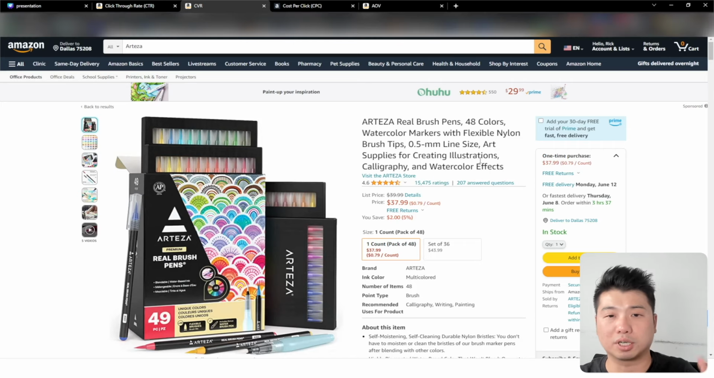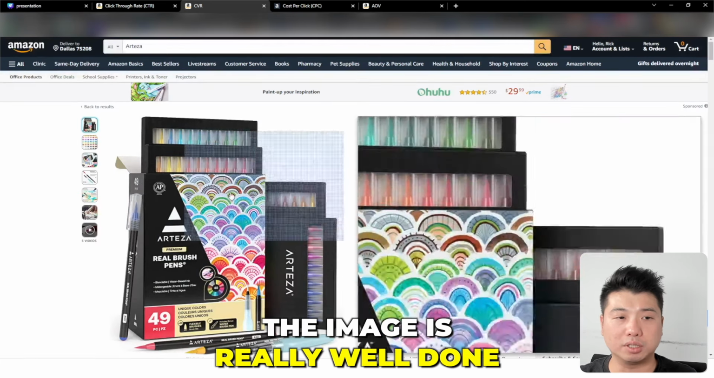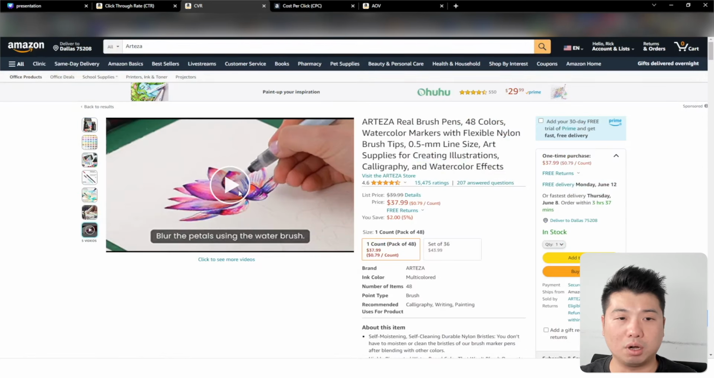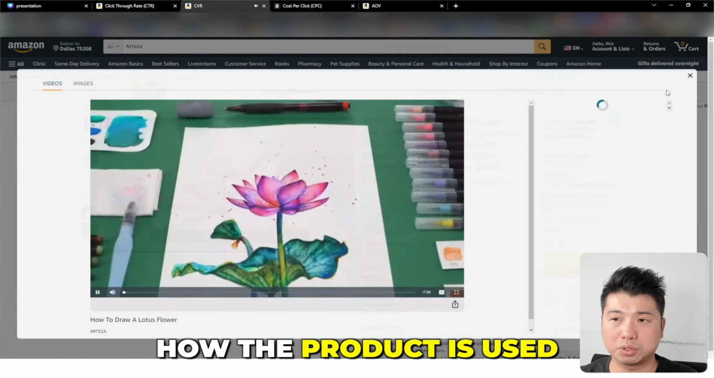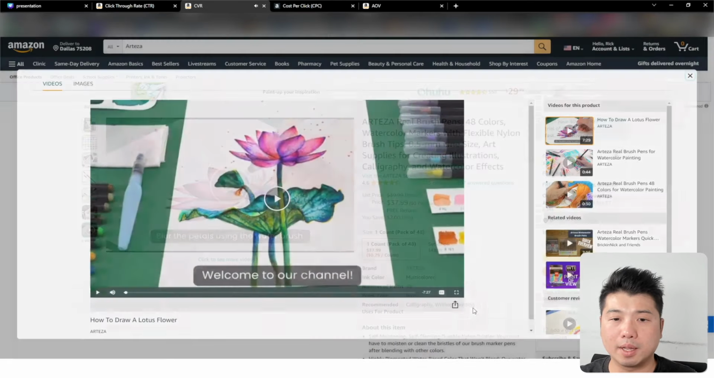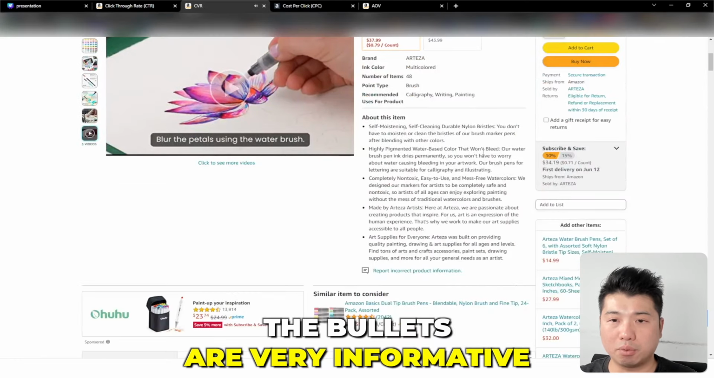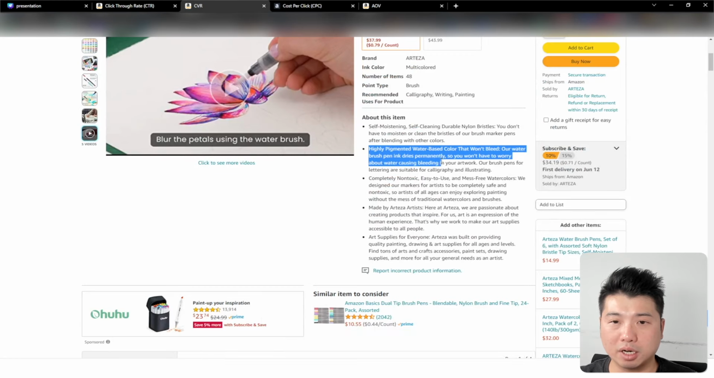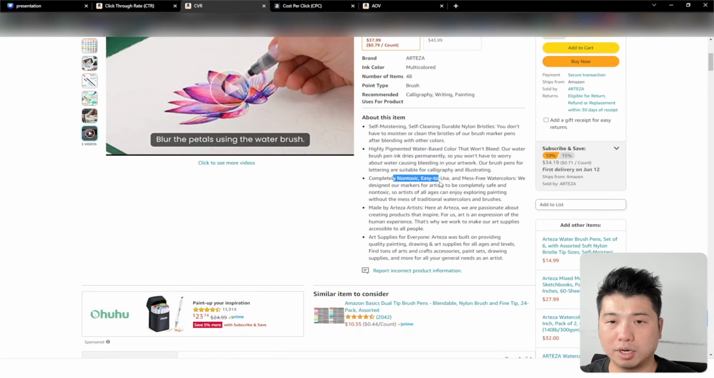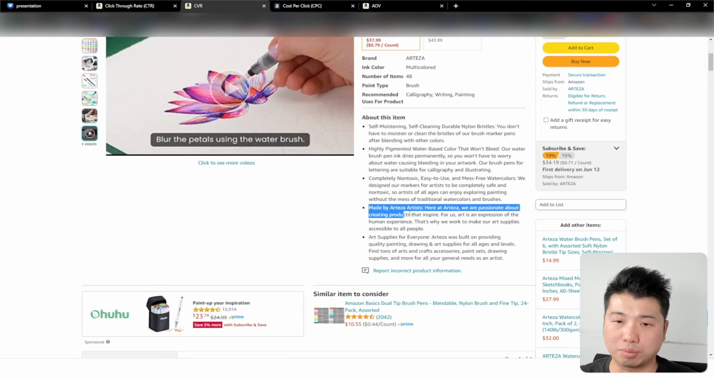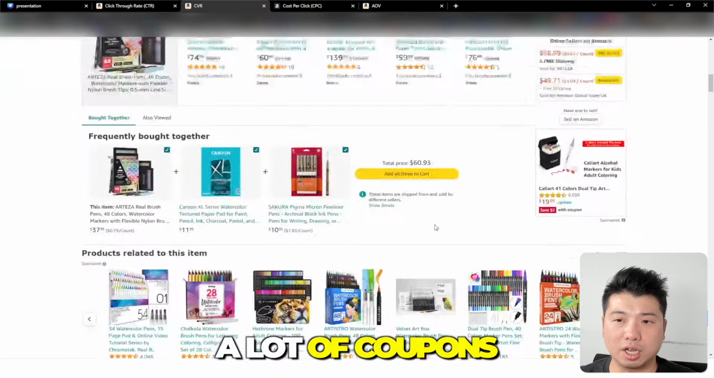So you can see this particular listing, the image is really well done. There is a video on how the product is actually used, right? I think the bullets are very informative, right? It talks about the product in detail, non-toxic, right? That alleviates some of the concerns about the product, some social proof. And then you can see there are also a lot of coupons as well.